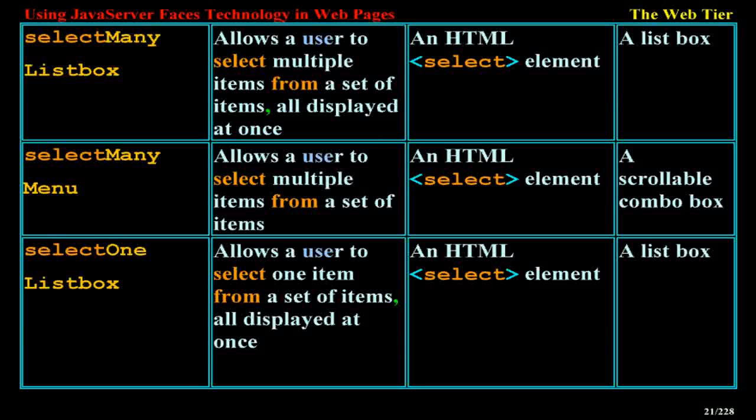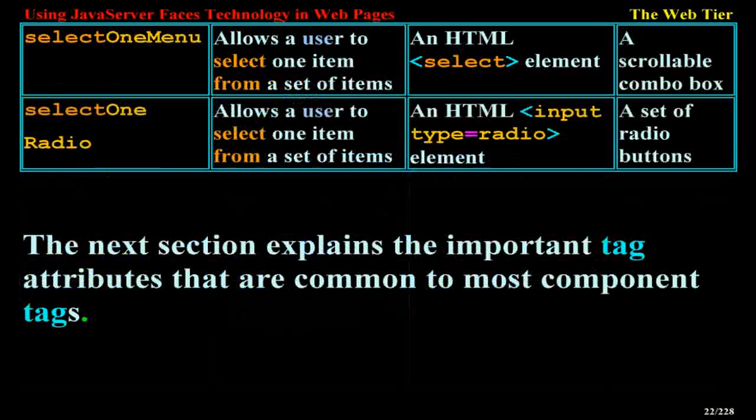Select one listbox allows the user to select one item from a set of items, all displayed at once. An HTML select element. A list box. Select one menu allows the user to select one item from a set of items in HTML. A select element. A scrollable combo box. Select one radio allows the user to select one item from a set of items in HTML. An input type radio element. A set of radio buttons.